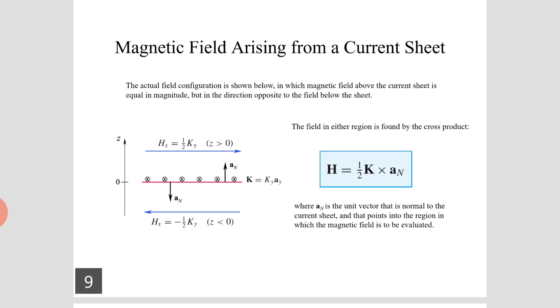The field in either region is found by the cross product, that is H is equal to half of K cross an, the cross product of K and an, where an is the unit vector normal to the current sheet and points into the region in which the magnetic field is evaluated, right? That is what you can represent in this slide. You can also show the unit vector direction for both positive z and negative z, where the magnetic field intensity will have a certain value in both cases.